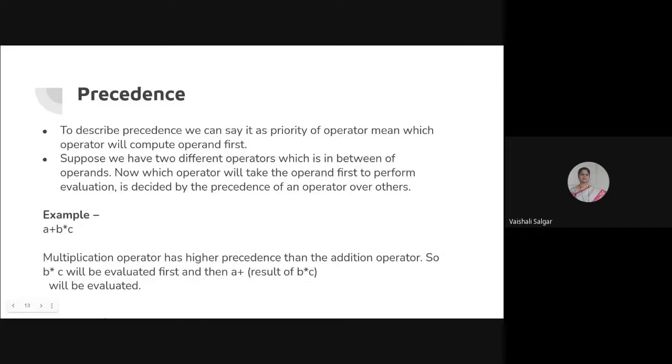Now when we are having a group of same operators in the expression, at that time how can we evaluate that particular operation? So, is the blackboard visible to you? No, ma'am.